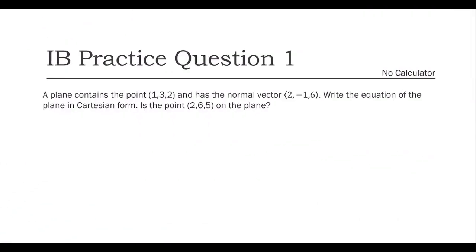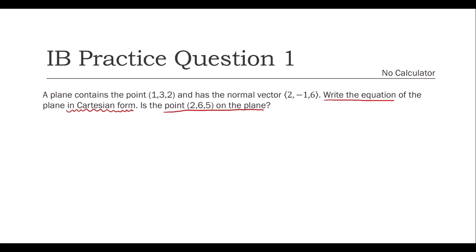Here we have our first IB practice question. It says a plane contains the point 1, 3, 2 and has the normal vector 2, negative 1, 6. Write the equation of the plane in Cartesian form. Is the point 2, 6, 5 on the plane? So there's two things we need to do. We need to write the equation, and it has to be in Cartesian form. And we also need to find if the point is on the plane.